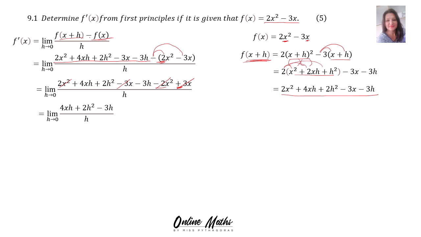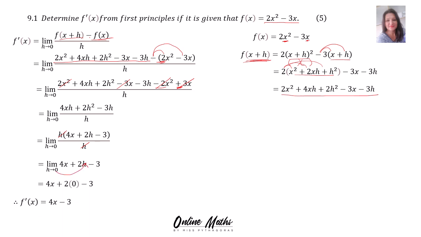In the next step, you're going to factorize. In other words, you're going to take out h as a common factor. And then when you pull out h as a common factor, the two h's will cancel. You're left with that. And then in the next step, this means everywhere where you see an h, you will substitute with a 0. In goes the 0, and there you've got it. The derivative is 4x minus 3.